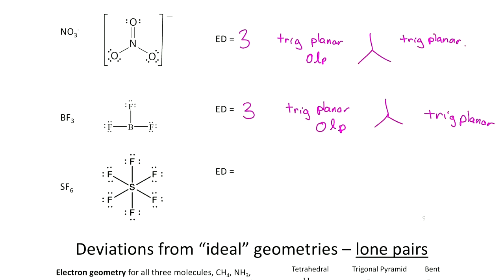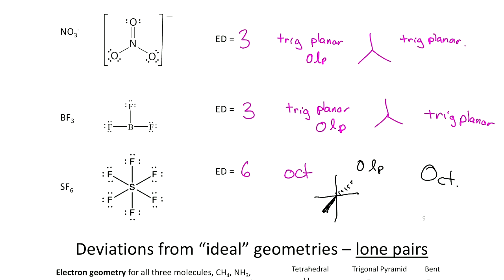All right, last one, SF6. Electron domain? 6. So what shape is that? Octahedral. So how I like to draw octahedrons, I draw them like this, right? So are there any lone pairs we need to consider? Nope. So that means its molecular geometry is the exact same. It's an octahedron. There are no lone pairs I have to place on there.